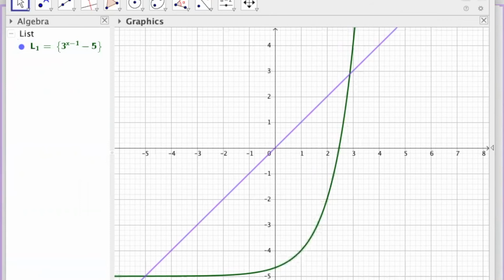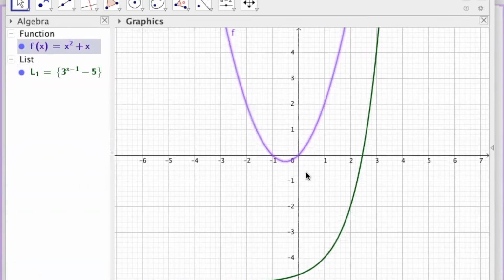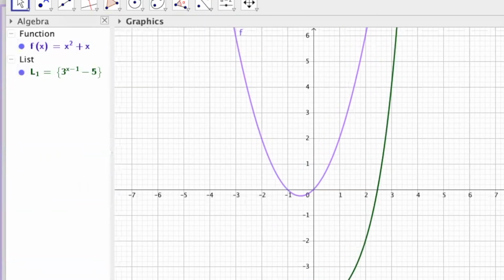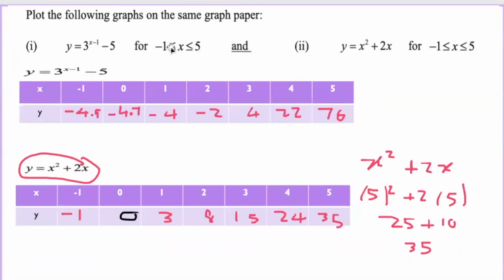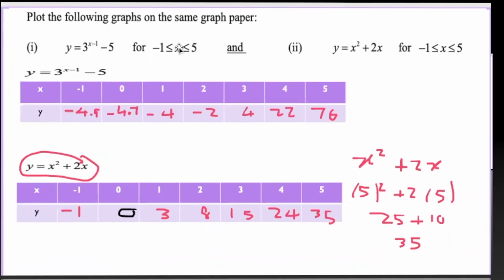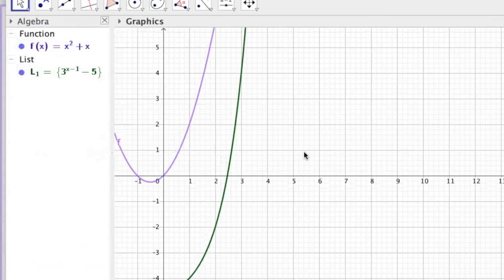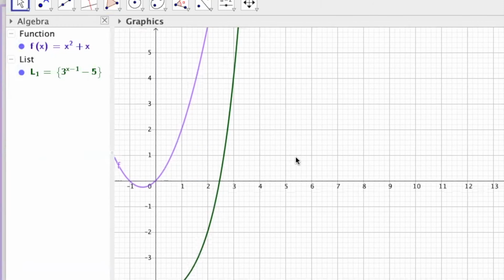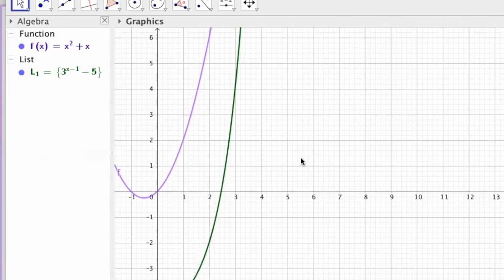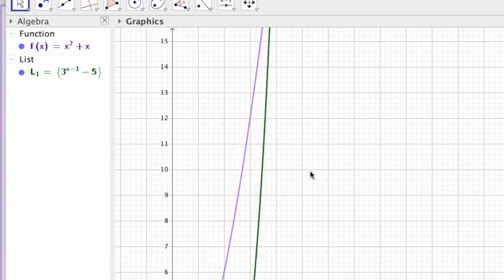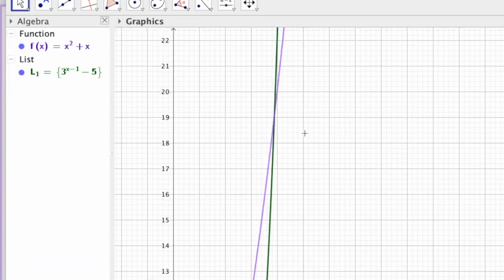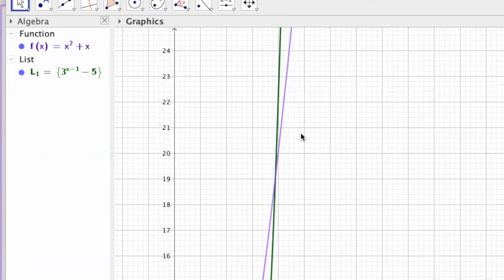The next graph is x squared plus x. You'll be getting a parabola. Because we start at x equal to negative 1, negative 1 is our starting point. This is what we'll have. So I'm going to cut off a part of the graph, and we stop at 5. So it will be going up further. So this is what we'll be seeing.